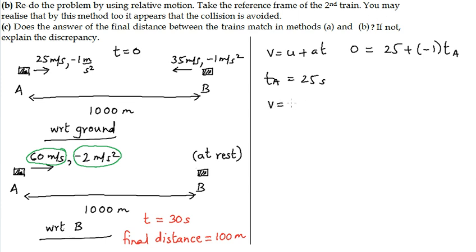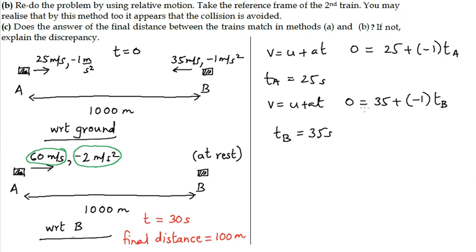Similarly, if I apply v is equal to u plus at to train B to find out when it stops, v you put as 0, u is 35 meters per second. Remember, leftward is positive now for train B, that is, plus. The acceleration of train B is minus 1 meter per second square, multiplied by the time tb at which train B stops. Solving this equation, we get tb is 35 seconds.